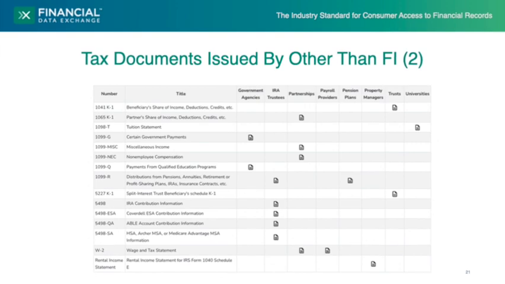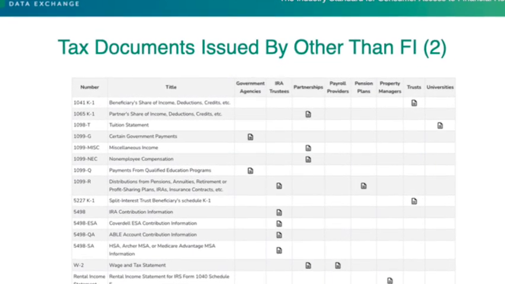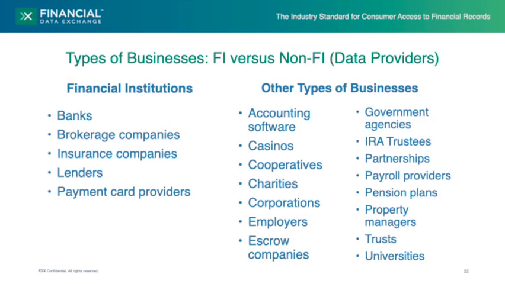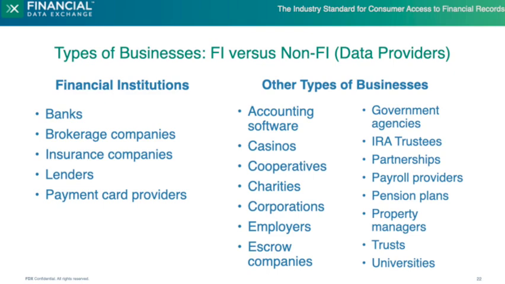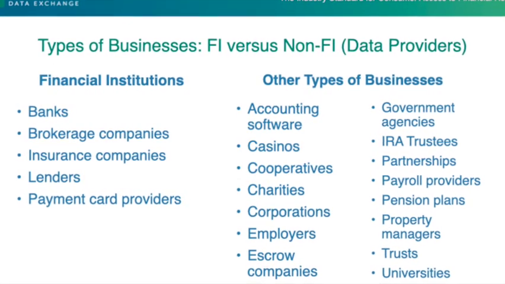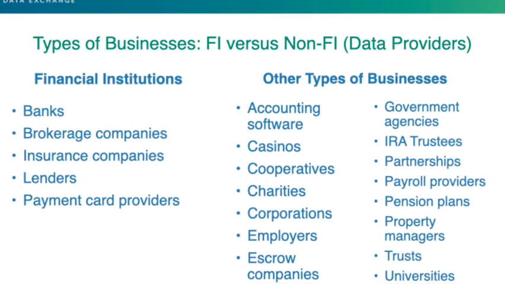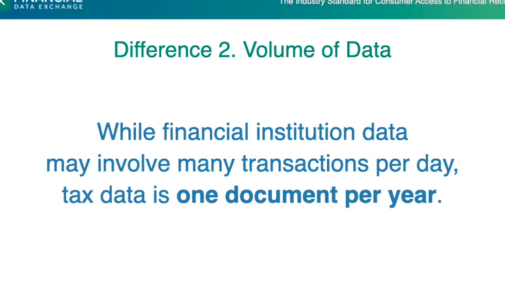And the size of these businesses ranges from very large corporations to very small partnerships and sole proprietors. We are developing standards that work for the tax document ecosystem as a whole, which extends beyond financial institutions. And the number of these businesses is in the tens of thousands. The second significant difference is in the volume of data involved.